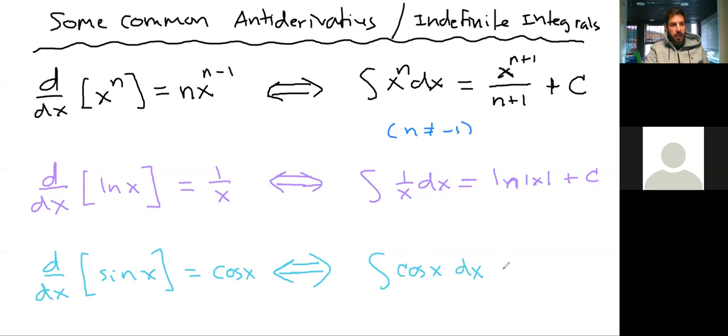So this means that the antiderivative of cosine, or the indefinite integral, is the sine. And I put this plus c after it. Does anybody have a question about these three? We'll list a couple more on the next page.